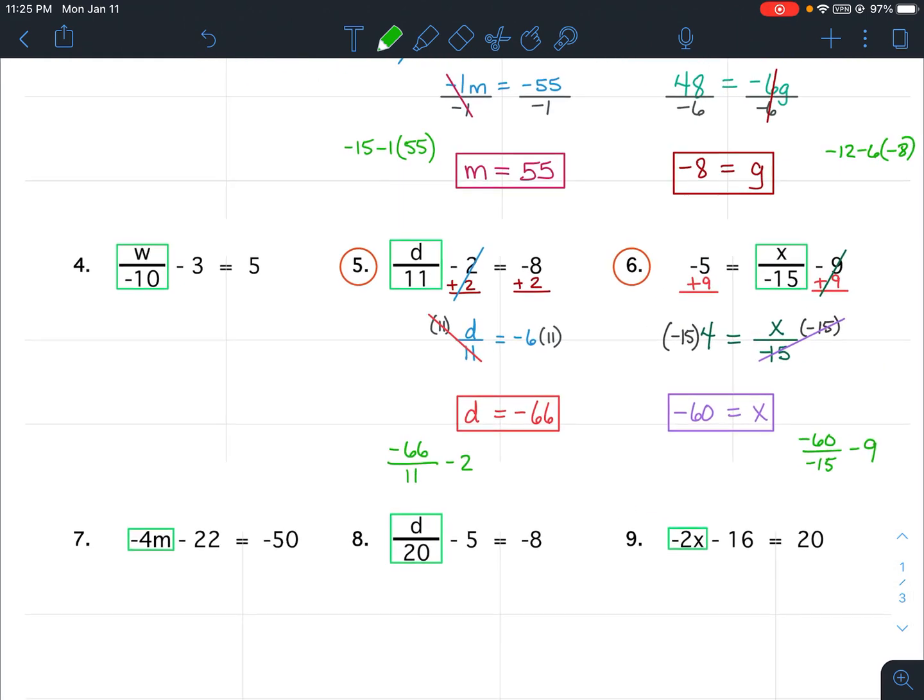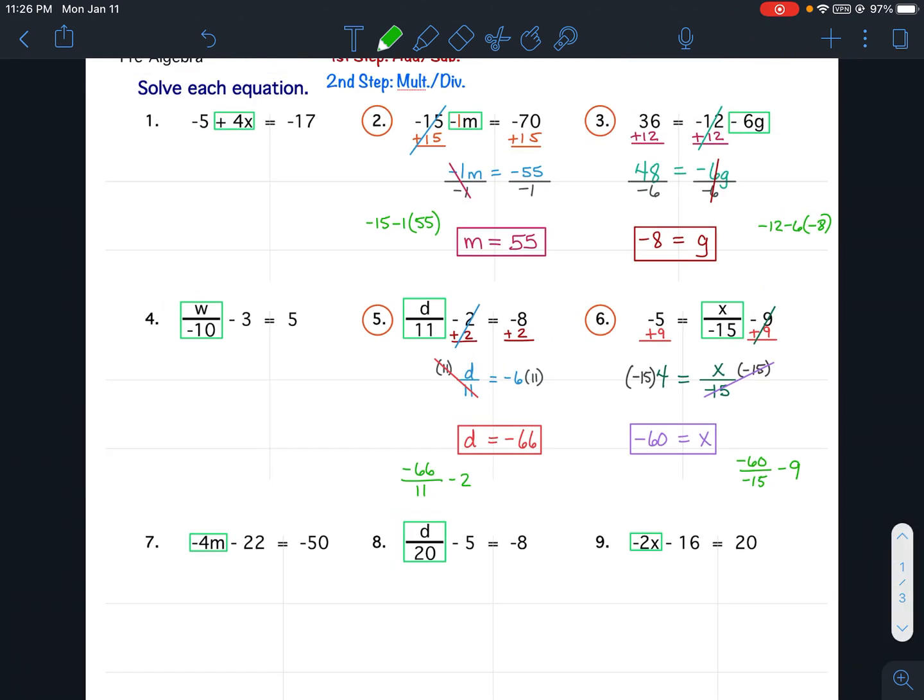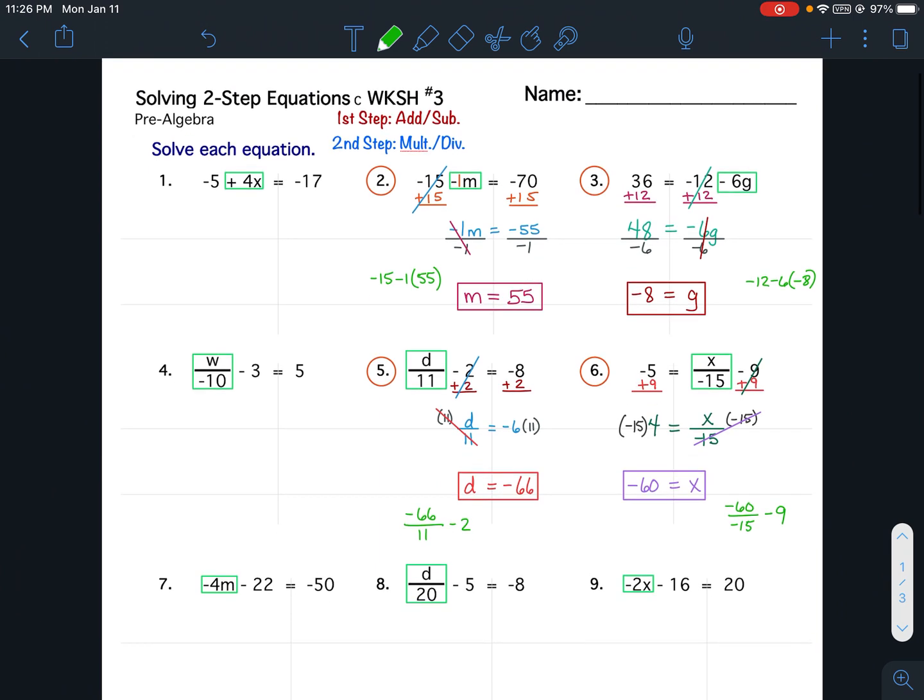So if you remember correctly, when you are solving equations, there is no reason to miss any, because you could always check your answers. If you have any questions on how to complete this worksheet, please let me know.